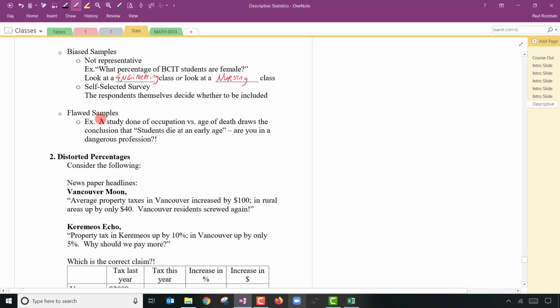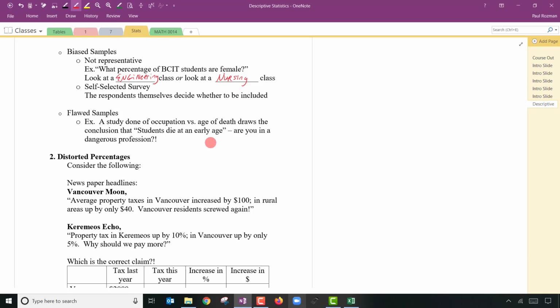Flawed samples. In a study done of occupation versus age of death, they draw a conclusion that students die at an early age. This seems preposterous, but if you looked at the data, you might see that the average age of death of a student is 20 years old. And the average age of death of a teacher is 78 years old. And the average age of death of a logger is 68 years old. And the average age of death of a coal miner is 65 years old.